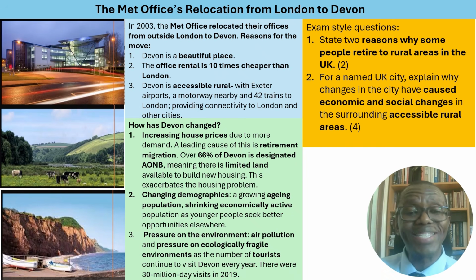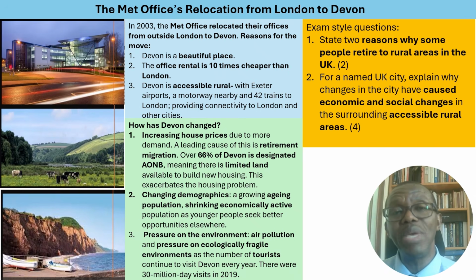Now, 66% of Devon is designated as an area of outstanding natural beauty, and as a result of that, obviously, there's a lot less land that is available to build on, because the rest of it, due to the designation, cannot be used for building, which then means that the demand for land that can be built on is even higher, which will drive the prices even higher.